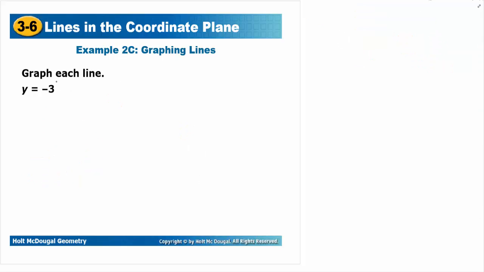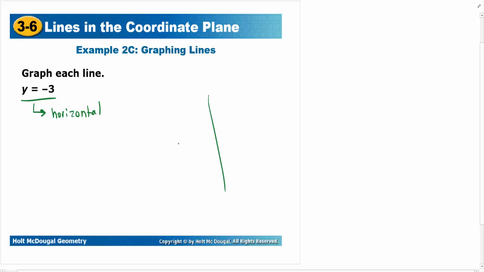Alright, next one, this should be pretty simple if you know your special lines. Again, we went over this last lesson. So this is one of your special lines. This is a horizontal line. You need to just know this. If you have to reason it out, you're wasting time. Honestly, it's so common. So if you're at y equals negative 3, you're just going to go down negative 3.